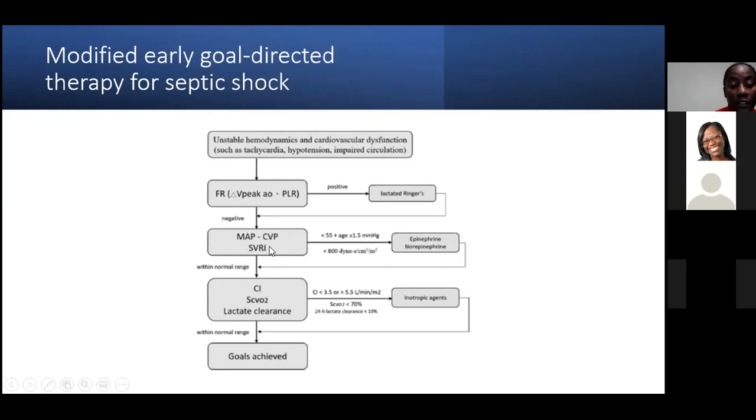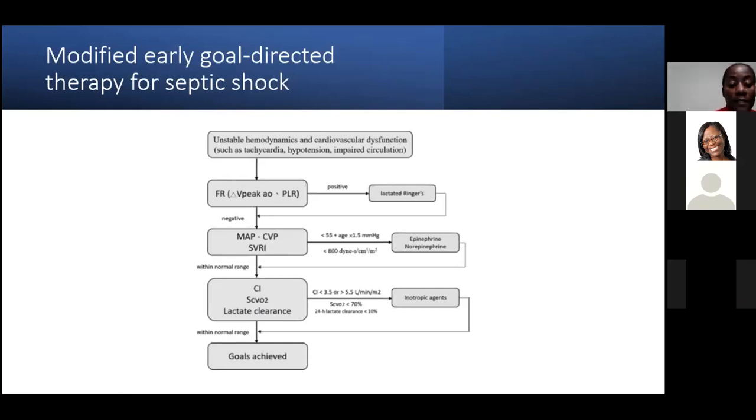So you want to maintain it within a normal range, and if it's within normal range, but you're still having evidence of reduced cardiac output, then you want to go further and look at other hemodynamic markers, such as your cardiac index.